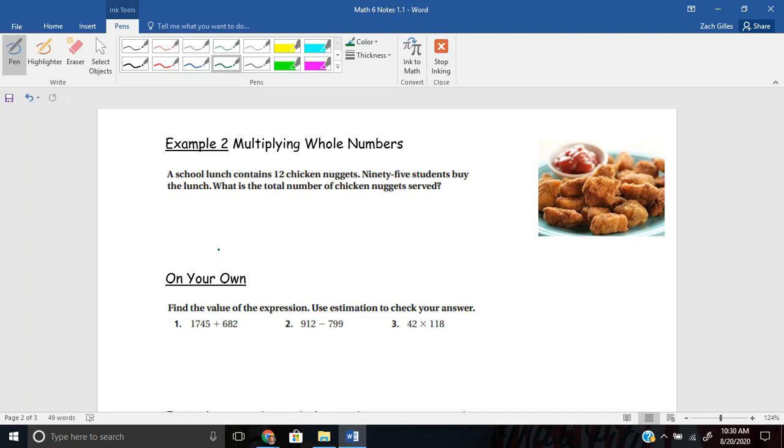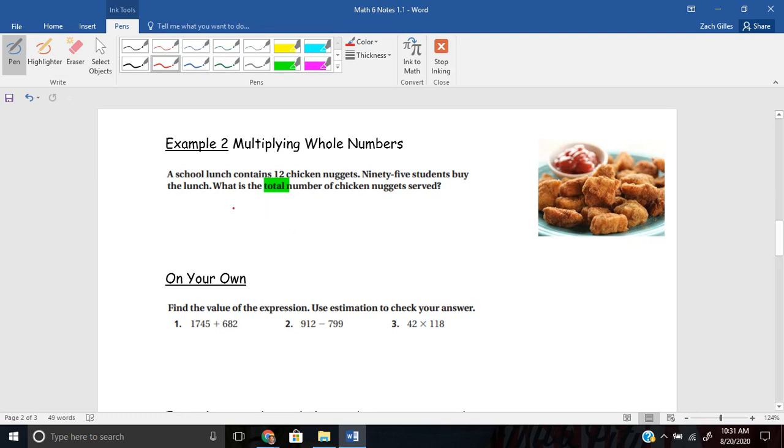Oh my gosh, I'm gonna get hungry already. 95 students buy the lunch. What's the total number of chicken nuggets served? Again, we're looking for total. So you may be thinking here, when you see the word total, oh, that means to add, right? Well, that would be one way you could do it.